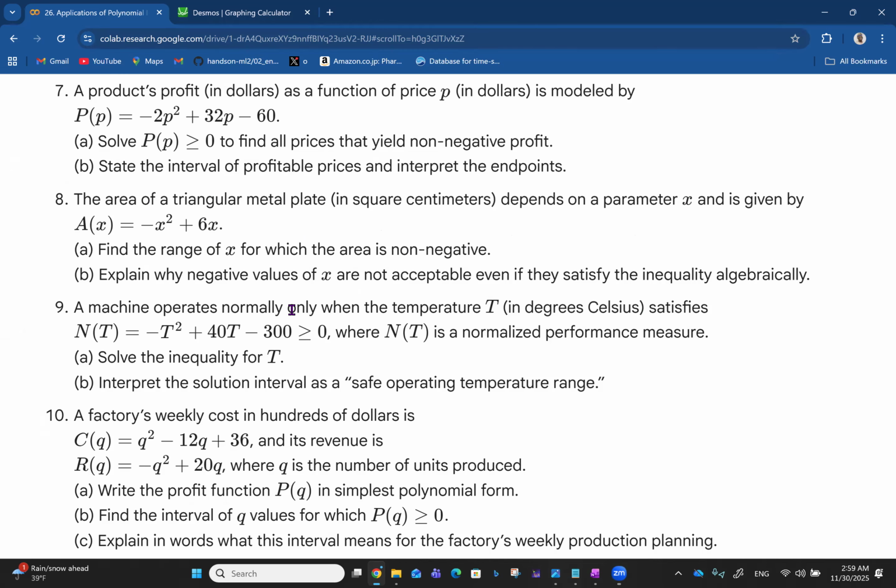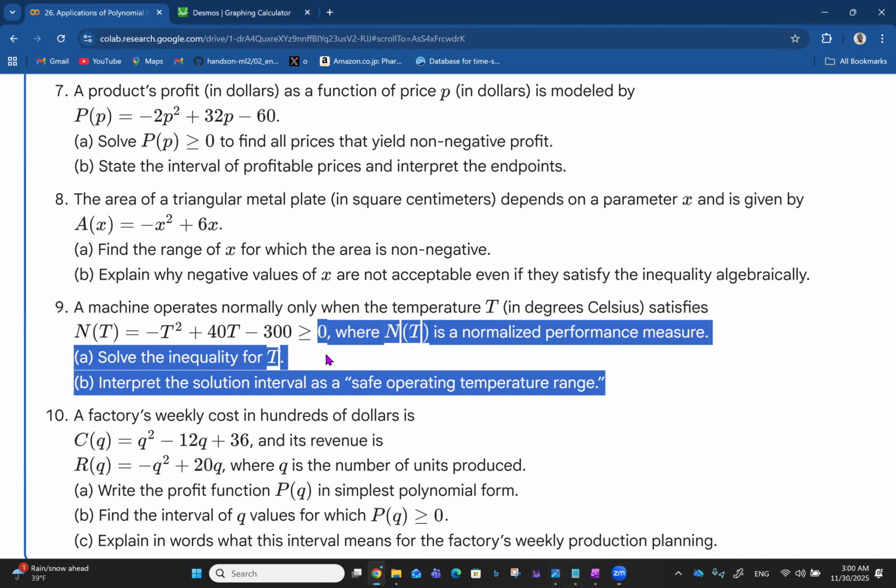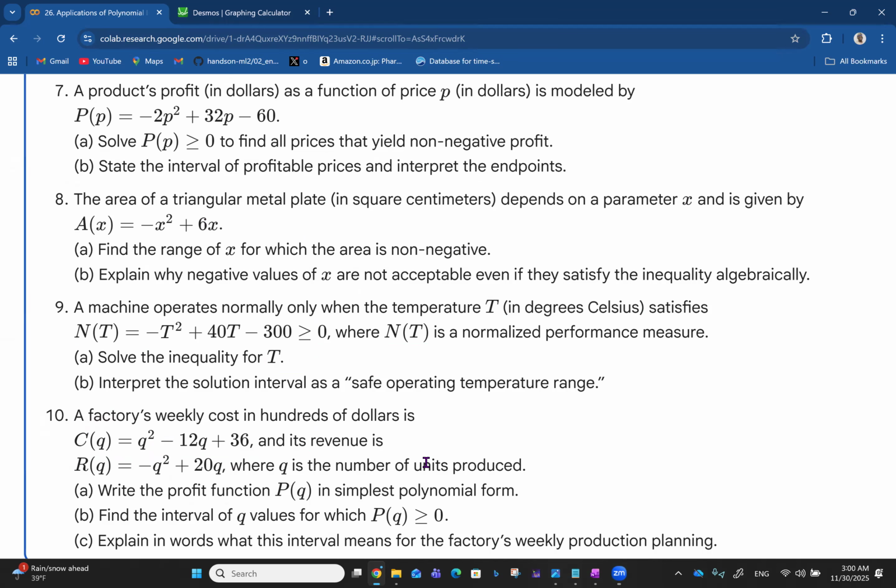A machine operates normally only when the temperature T in degrees Celsius satisfies this, where N of T is a normalized performance measure. Solve the inequality for T. Okay, so that's you solving that inequality to make sure this is positive. A factory's weekly cost in hundreds of dollars is this whole thing.